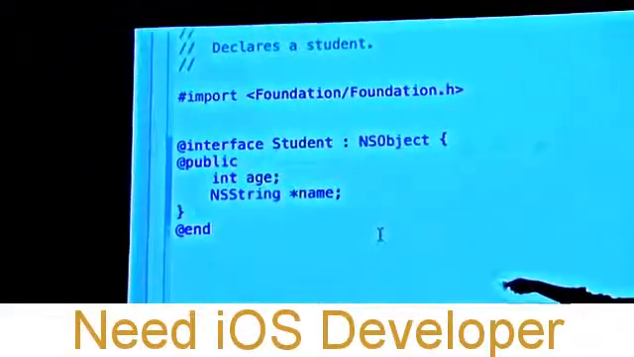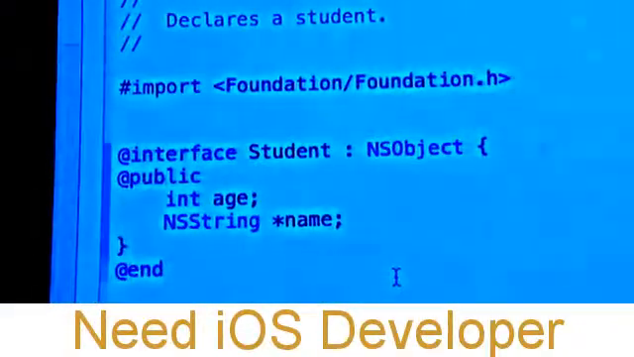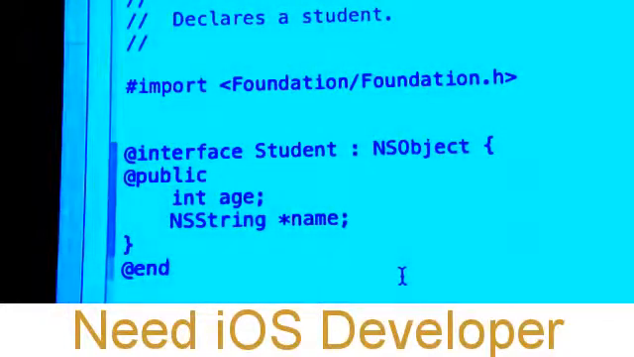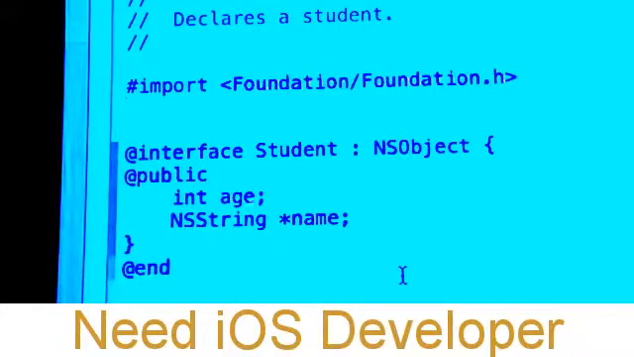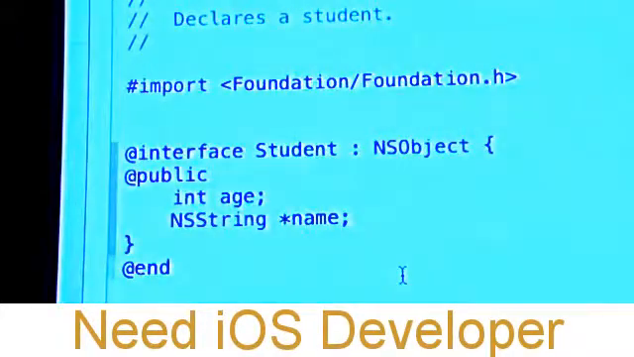Open curly brace, close curly brace. So inside of the curly braces go not my methods, but my instance variables. Both of these are public, apparently. So this is a little messy, frankly. There's no colon. You only do it once, and it applies to everything below until you change it to @private or @protected. But this gives every student object an integer called age and a pointer to an NSString called name.